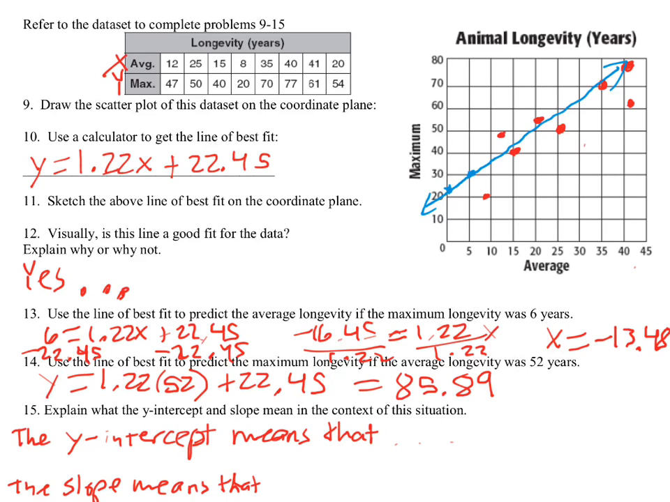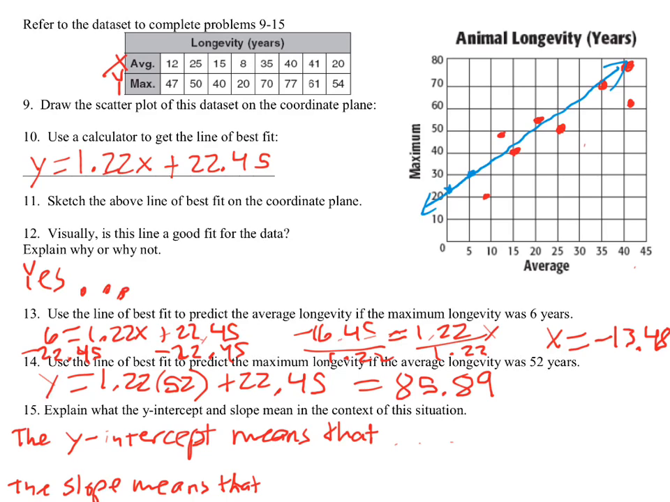Visually, is this line a good fit for the data? I would say yes, because it's going pretty close through the center of the data. You have about the same amount above as you do below. I think I just didn't do my slope correct. I probably should have done a little bit more shallow. But yeah, it's a fairly good fit for the data because it's close. It goes through the middle of the points. It's about the same above and below.